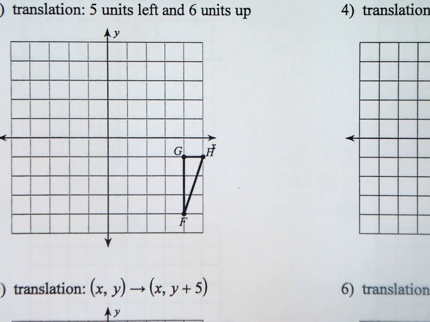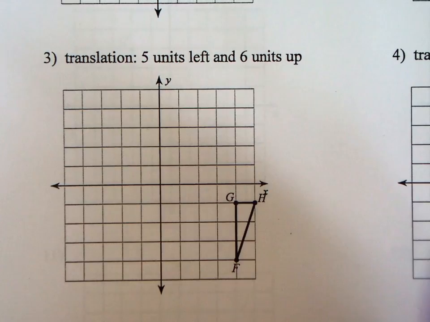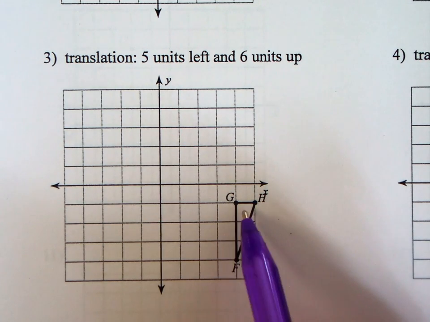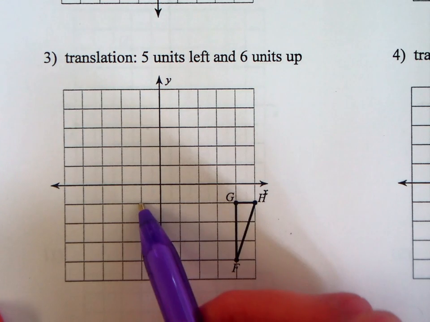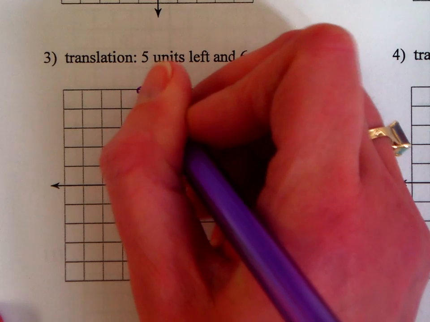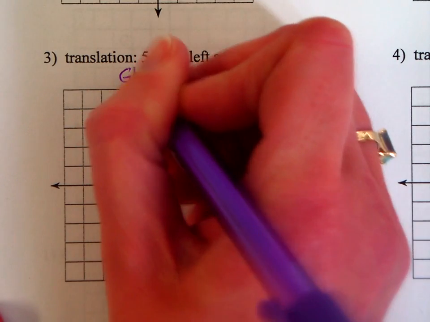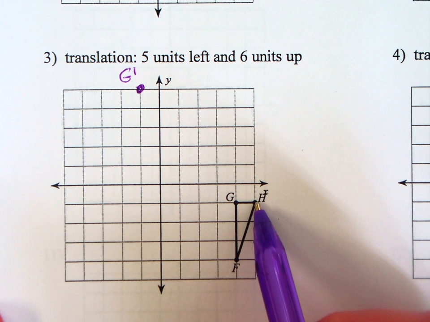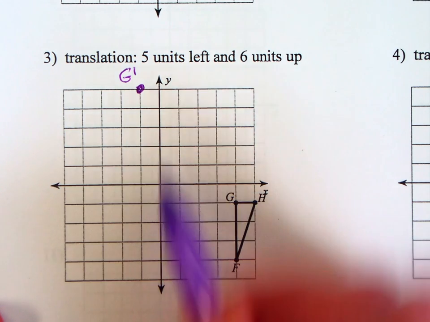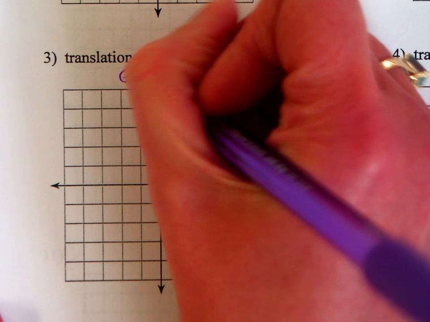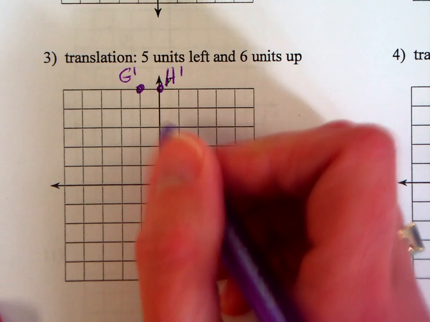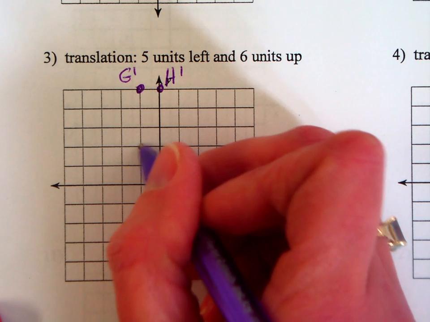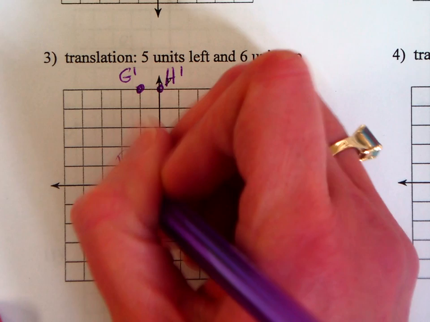Okay, now we have a full figure here on number 3, a triangle. So you have to take each point and follow the translation. So on all of them, we're going 5 to the left, and then 6 units up. So that'll become G prime. H, so we're going to take H, 5 left, 6 up. This will become H prime. And then same thing for F, 5 left and 6 units up. And that'll become F prime.